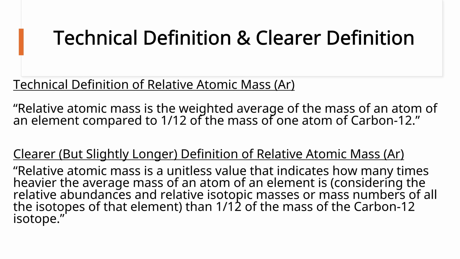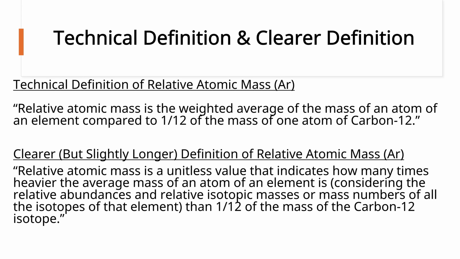And here's an alternative definition that includes everything we just learned. Relative atomic mass is a unitless value that indicates how many times heavier the average mass of an atom of an element is, considering the relative abundances and relative isotopic masses or mass numbers of all the isotopes of that element, than 1/12 of the mass of the carbon-12 isotope. That latter definition is obviously a bit longer, but it reveals all the parts involved in relative atomic mass.